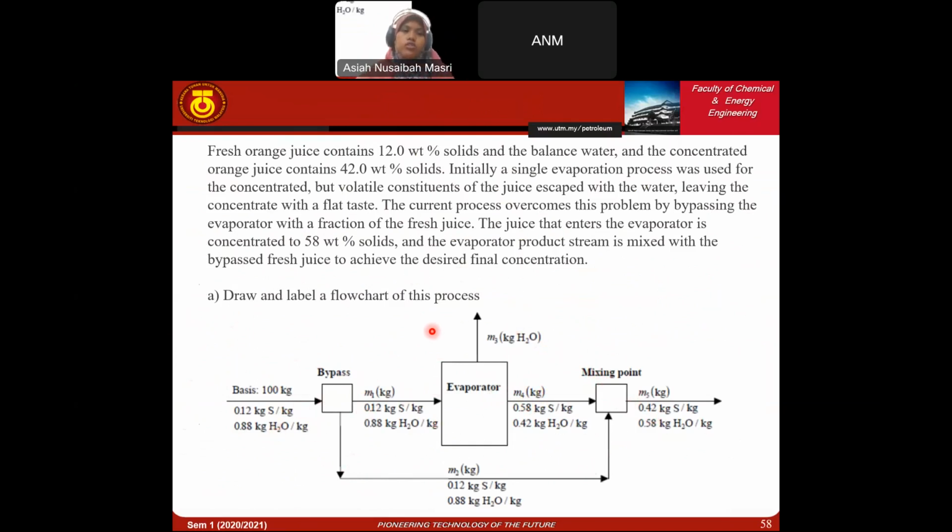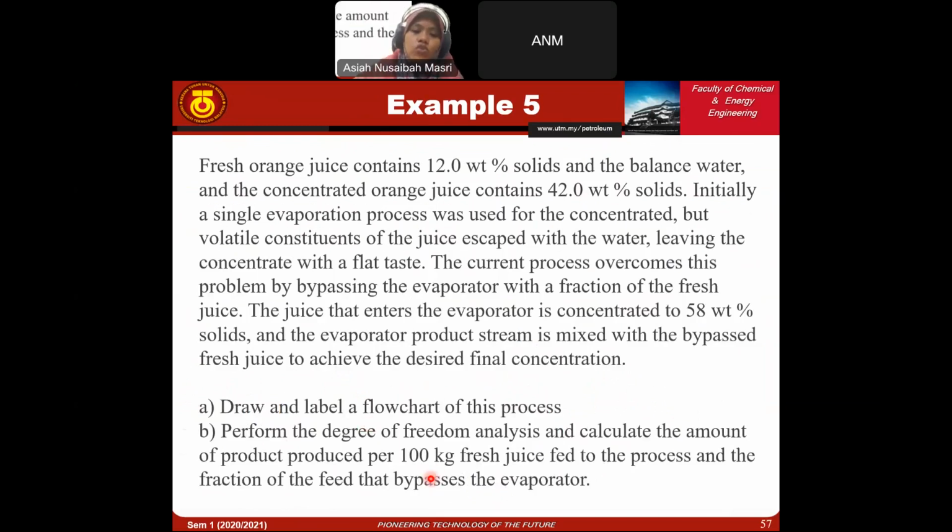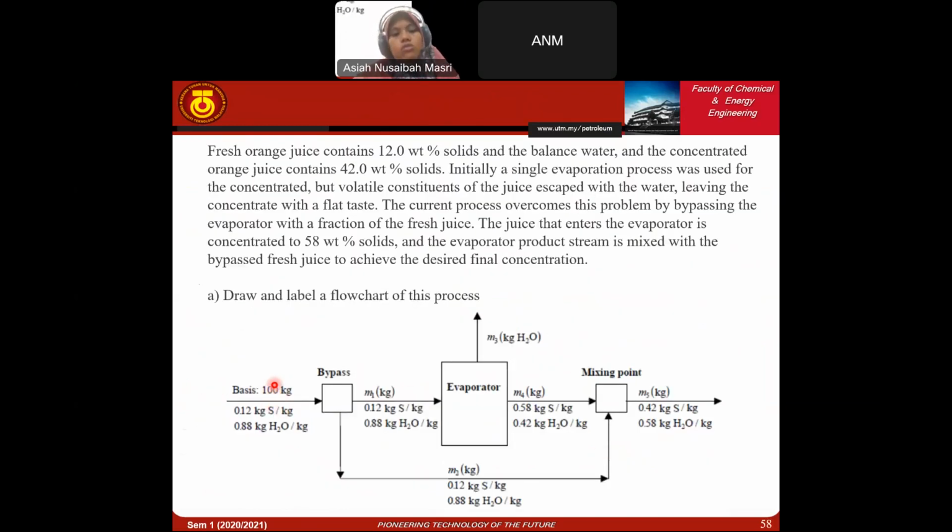Now let's check back the story. We have fresh orange juice containing 12% solid. So this is our fresh orange juice here. It is a feed, the fresh one. Why suddenly do we write basis 100 kilogram here? We have a choice whether we want to put 1 kilogram or 1000 kilogram. But why do we put 100 kilogram? To ease us for the second question. Is it mentioned about 100 kilogram fresh juice fed to the process? So why not we just simply use that as a basis? So we put 100 kilogram as the basis directly.